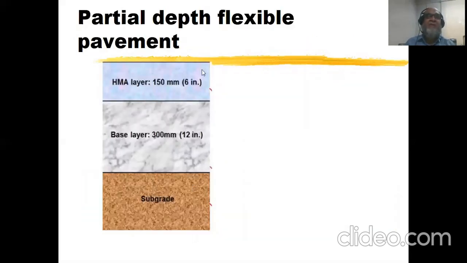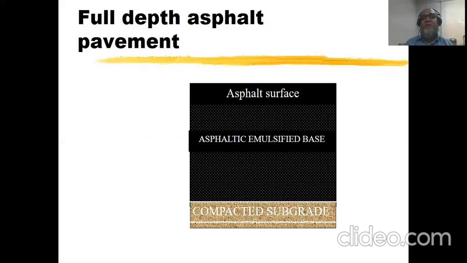So when I say partial depth, it means the surface layer, the binder and wearing course, are combined together. Then the base layer and subbase are combined together. So there is an HMA layer, hot mix asphalt layer, laid over the aggregate base layer, and they are laid over the subgrade. Remember, before laying a layer, the bottom layer should be compacted. So first you compact the subgrade, then you lay a base layer, then you compact it, then you lay the HMA layer. That is a partial depth flexible pavement. The other form I showed previously is the conventional pavement. And look at this full depth asphalt pavement: all asphalt on a compacted subgrade.